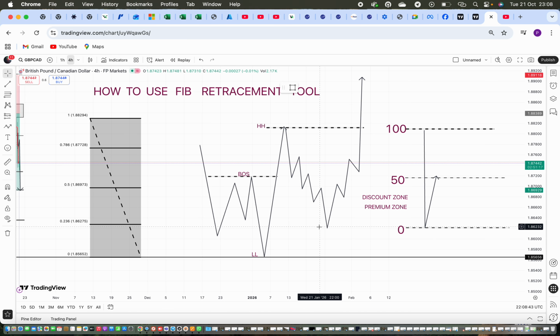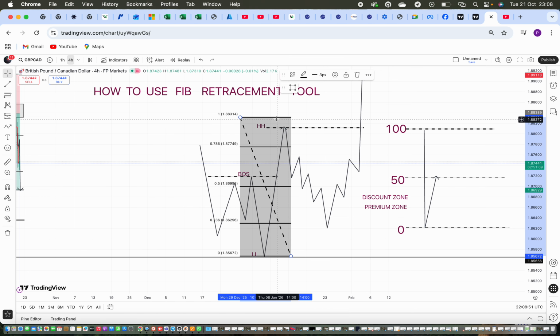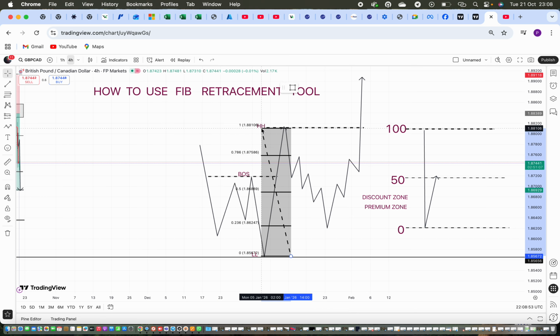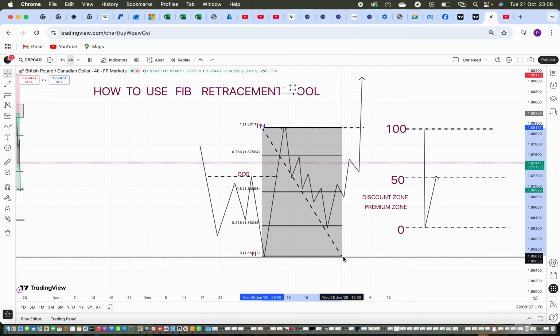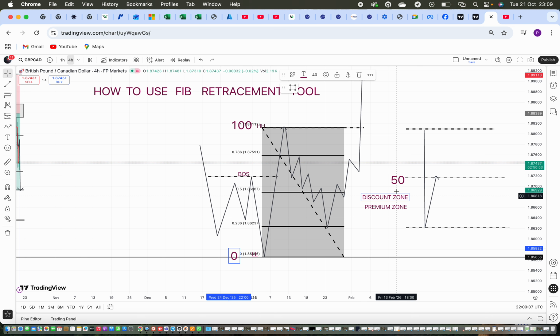On this pullback, a lot of institutional traders or hedge funds will take this Fibonacci tool, Fib 2, and measure from the point 100, which is our lower low and our higher high. Now remember, if we move this here, the higher high will be 100. Then this 0 will be our lower low. Now 50 will be at this point in the middle, which is this midpoint.